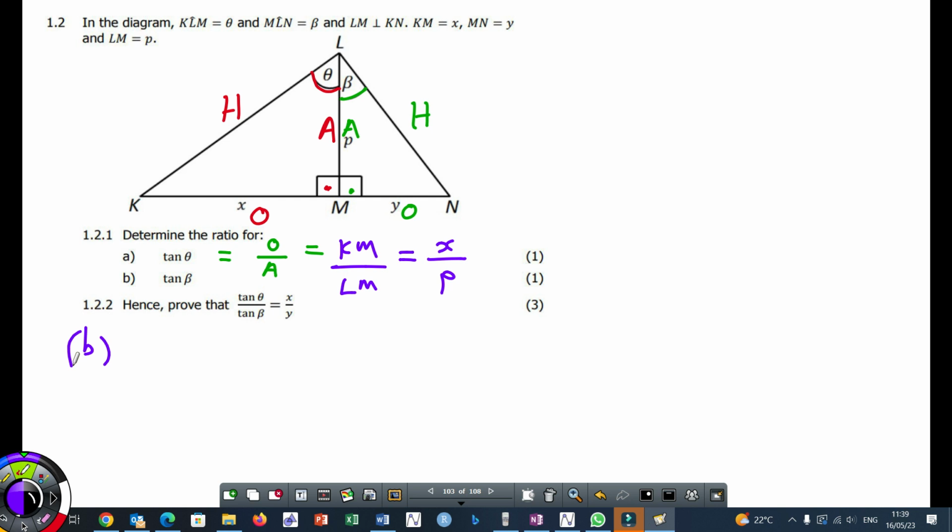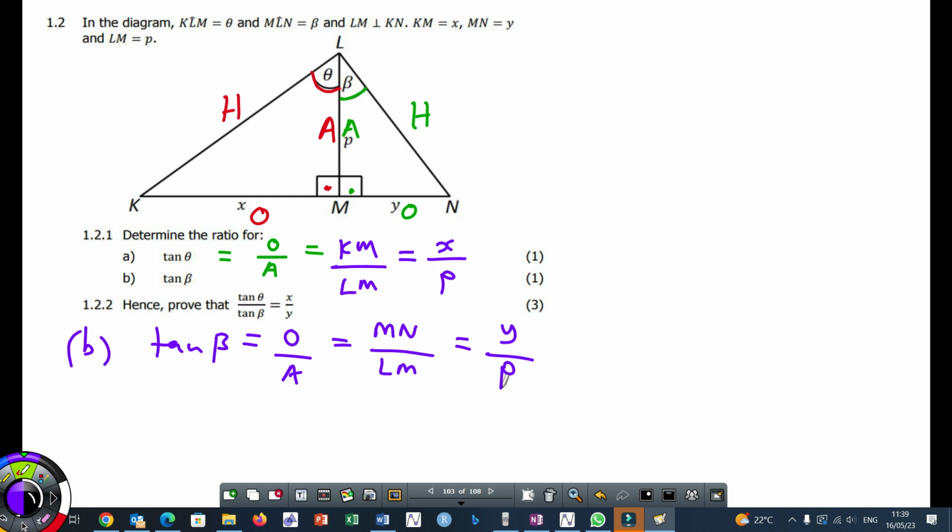But then tan beta, opposite over adjacent. Y over our opposite side is MN over our adjacent side, which is LM. What is MN? Y. What is LM? It's what? P.